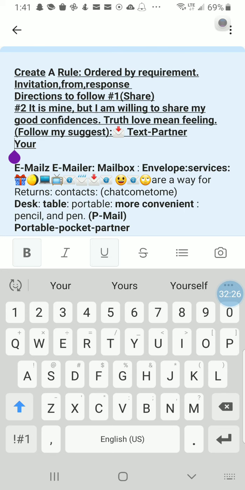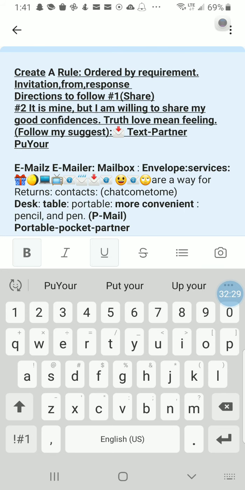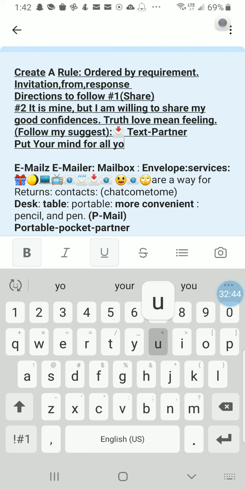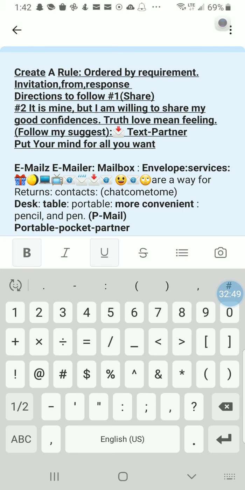So if I were to start out the sentence by saying put your mind, for all you want. If you were to put your mind for all you want, then what exactly is it that you would learn from that? Everybody else might even say that if there were no rules and restrictions, then maybe there would be more mistakes done.